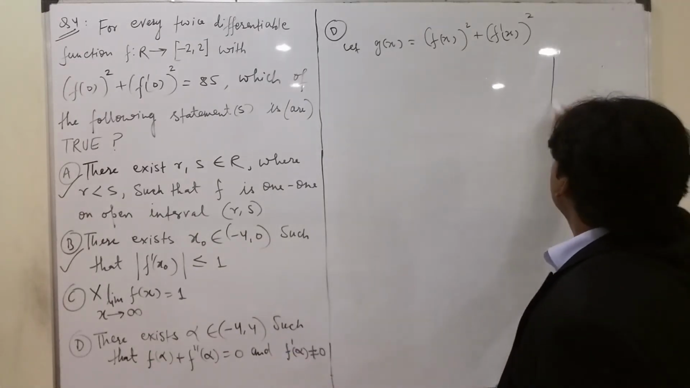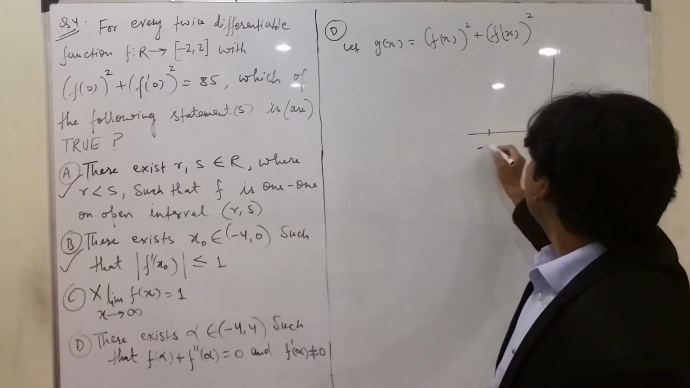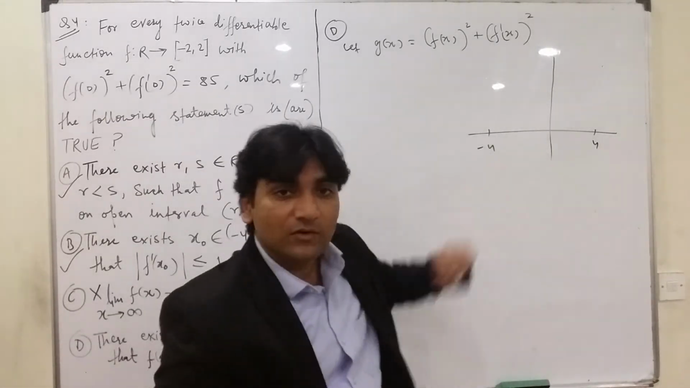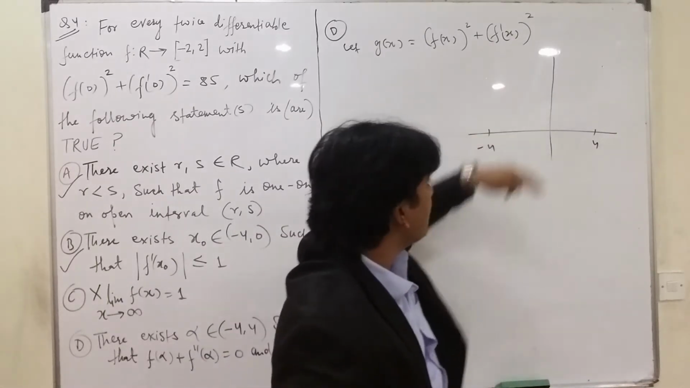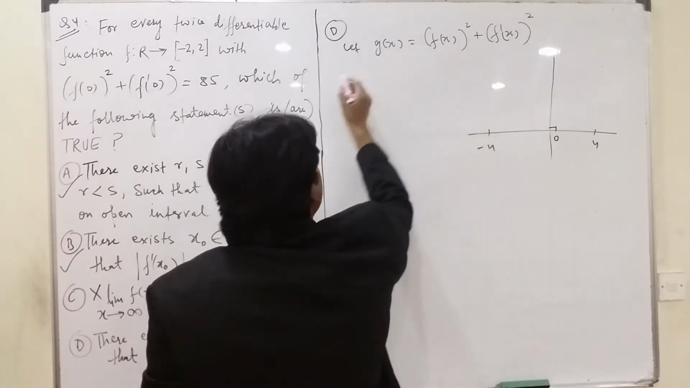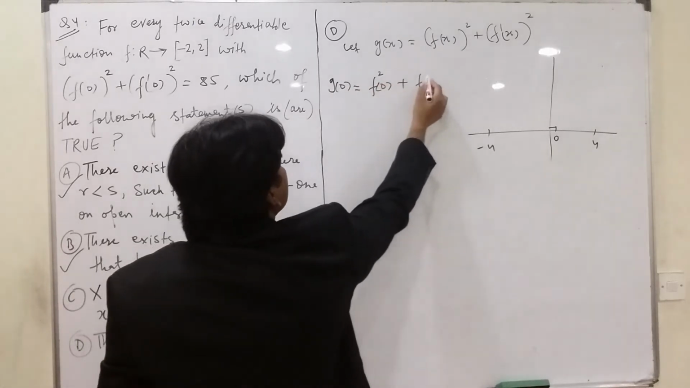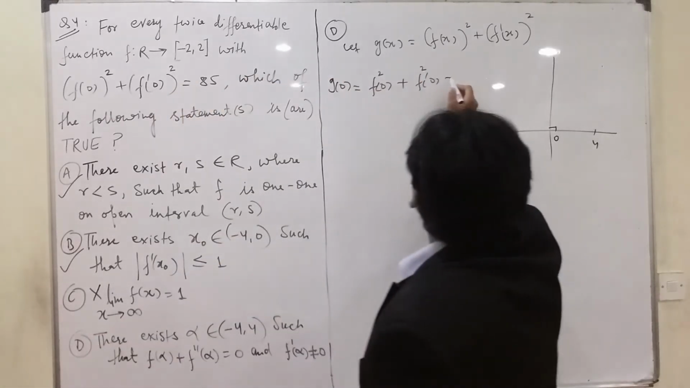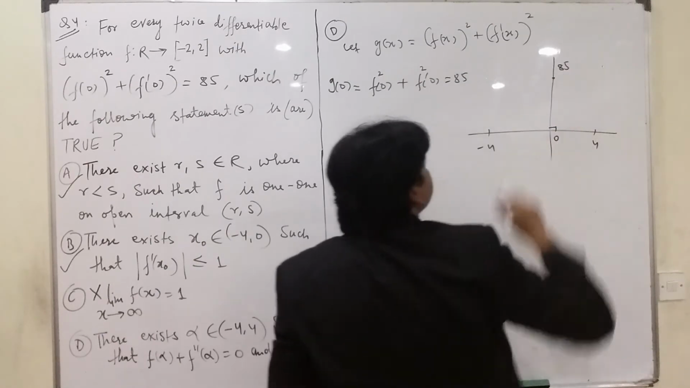So right now I am going to change everything between -4 to 4. For example, if I want to draw the graph of g(x), then let us understand how it would be. Between -4 to 4, g(x) is f(x) whole square plus f'(x) whole square. So at x equal to 0, what is g(0)? This is f(0) whole square plus f'(0) whole square, which is 85. So at x equal to 0, this is fixed, this is 85.